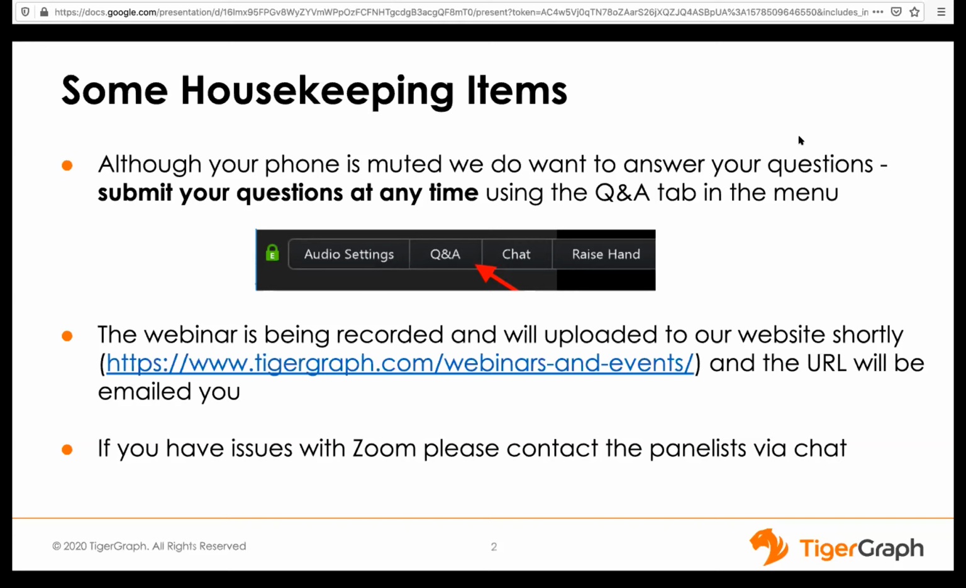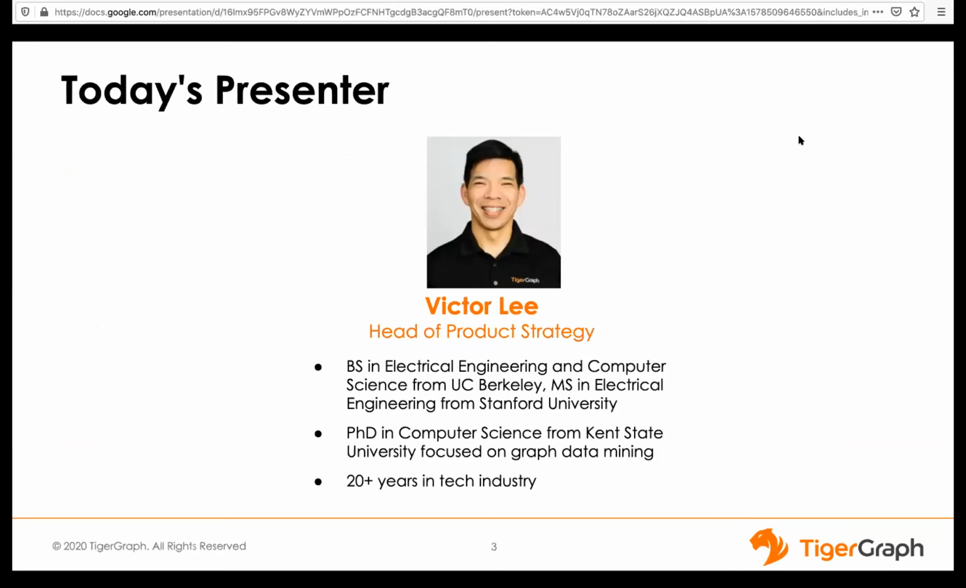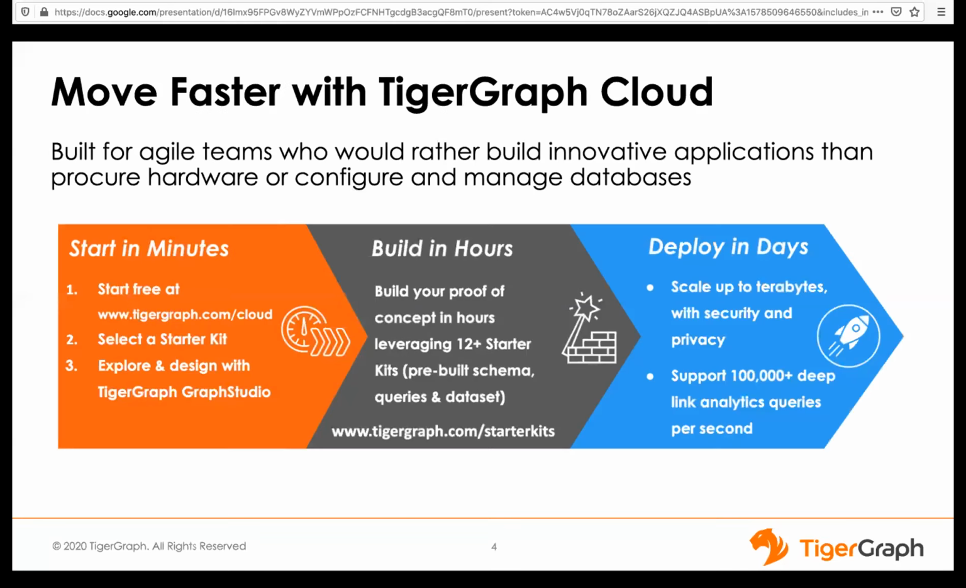Okay, next. I'm Victor Lee. I'm the head of product strategy at TigerGraph. I've been with TigerGraph for about 5 years. My area of focus in my graduate studies was graph data mining, so I studied a lot of graph algorithms. My PhD thesis was developing a new algorithm, so this topic is near and dear to my heart. So with that, let's go right in.